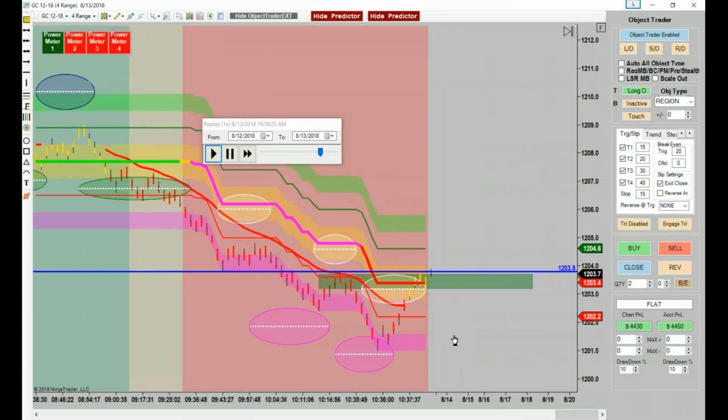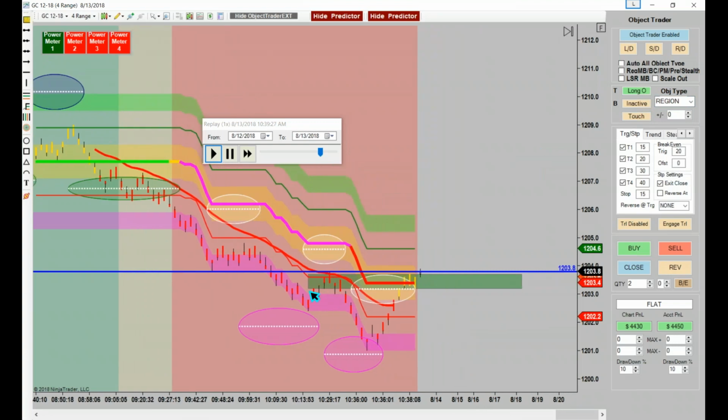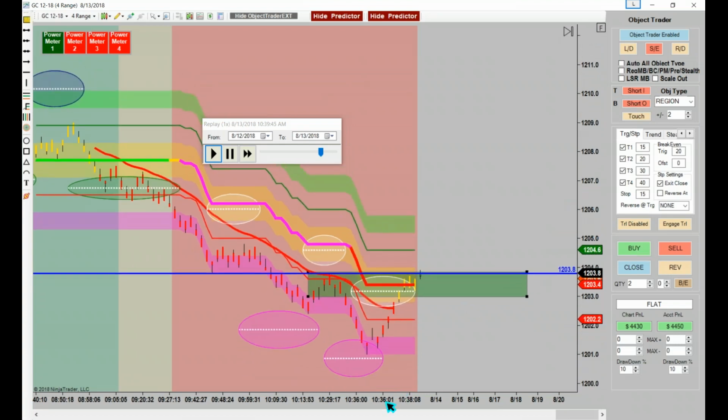Put a region on. I like to check a little swing to the left. That's decent enough for me right there. And if this actually goes above here and then comes back into my box, I'll also take it. And if it goes out the bottom of the box, I'll take it.